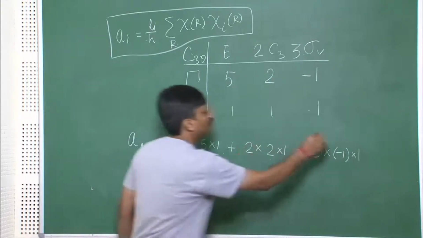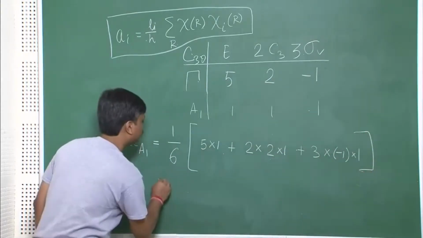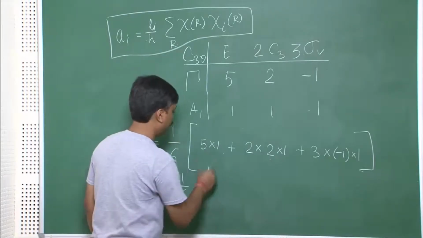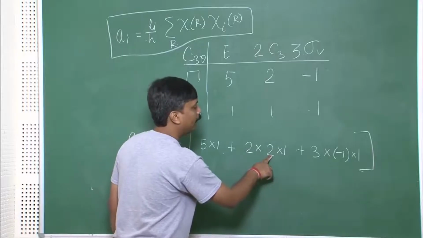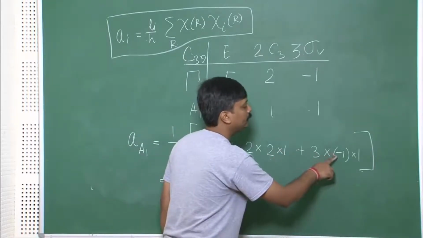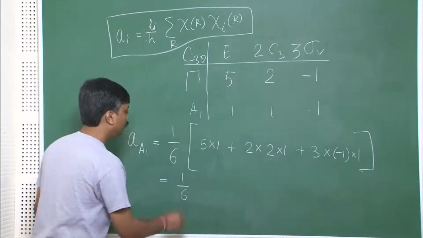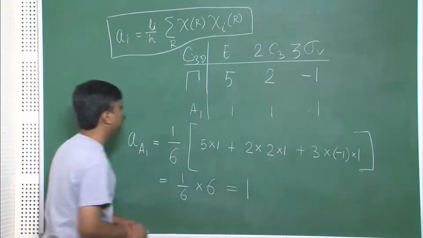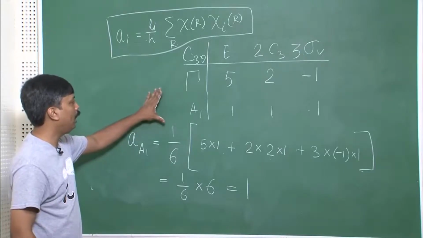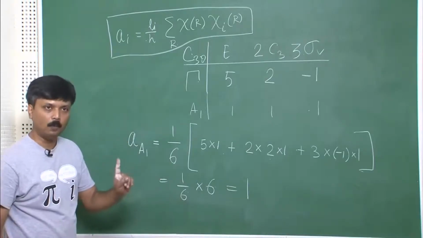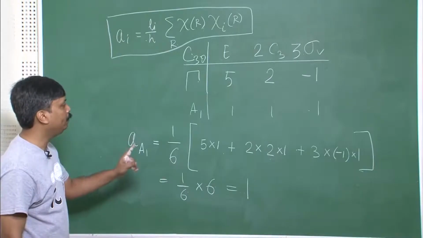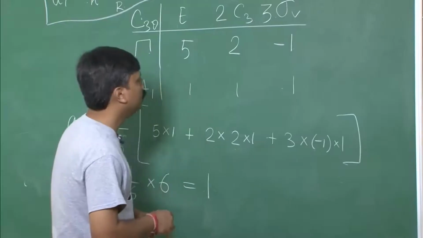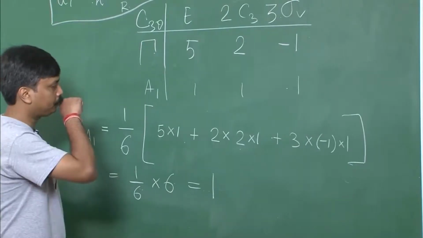So this gives me 1 upon 6. This is 5 plus 4, 9 minus 3. So equals 6, meaning 1. So this means that if I reduce this one, I will get A1 only once. I can quickly find out what will be the fate of A2.